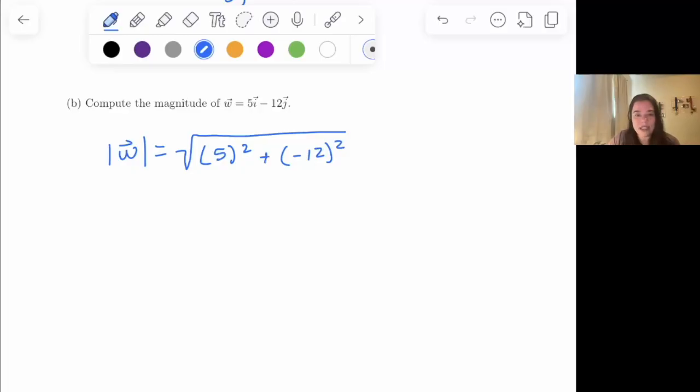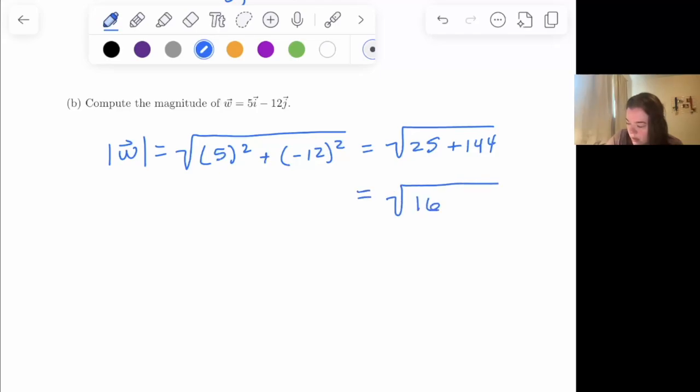Right, I took the x component, squared it. I took the y component, squared it, added them together. Be very mindful, these parentheses are important because that negative is also getting squared. So now when I just try to clean this up, I get 25 plus 144. And this has a nice value of 13. So the magnitude of vector w, the length of vector w, is 13.